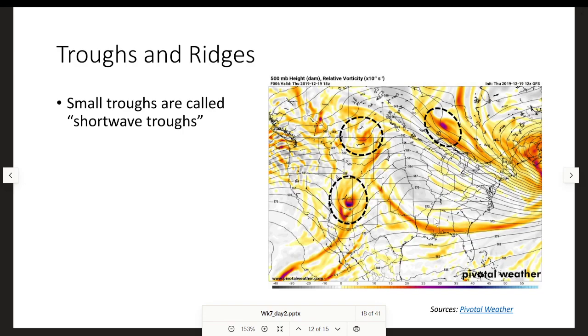Small troughs, these are awesome. These tiny little troughs are embedded within the flow. So you have this main flow here. This is a ridge overall, but within it, you have these little mini troughs embedded.